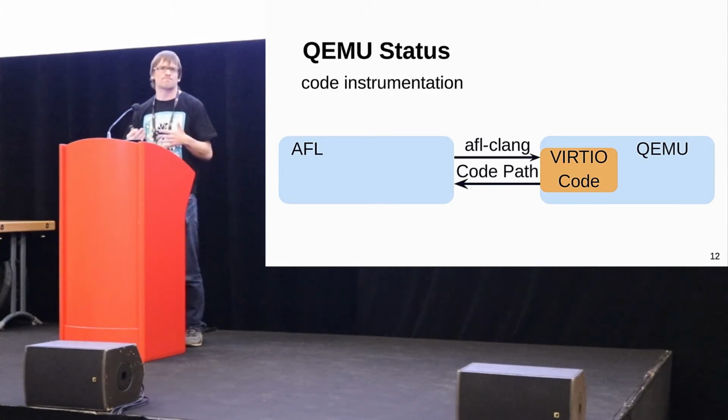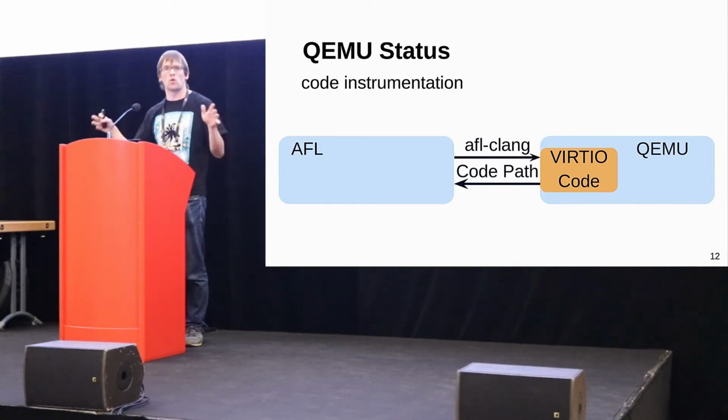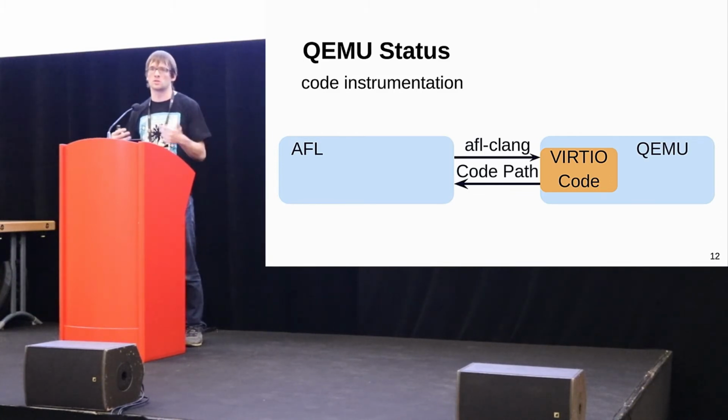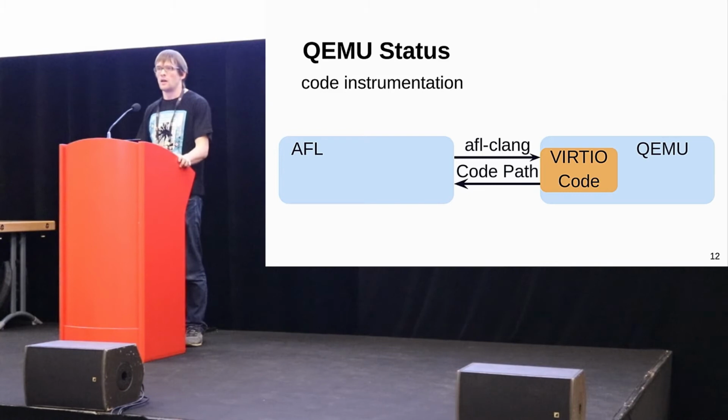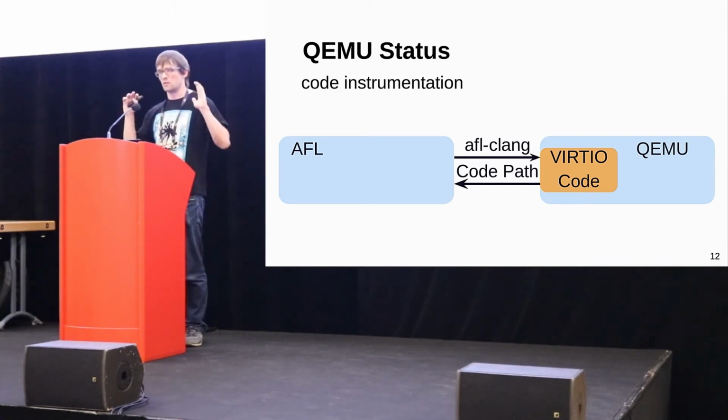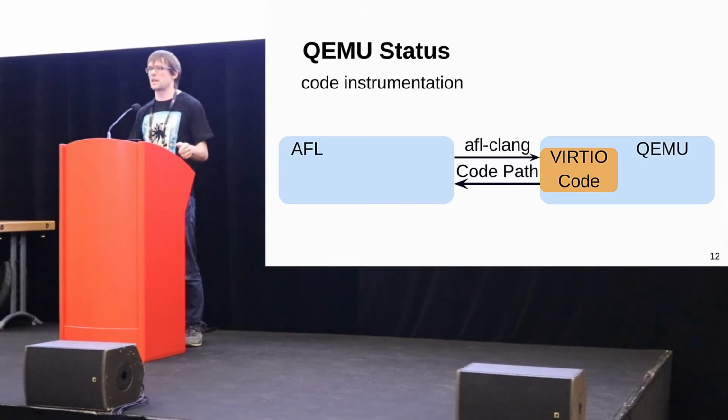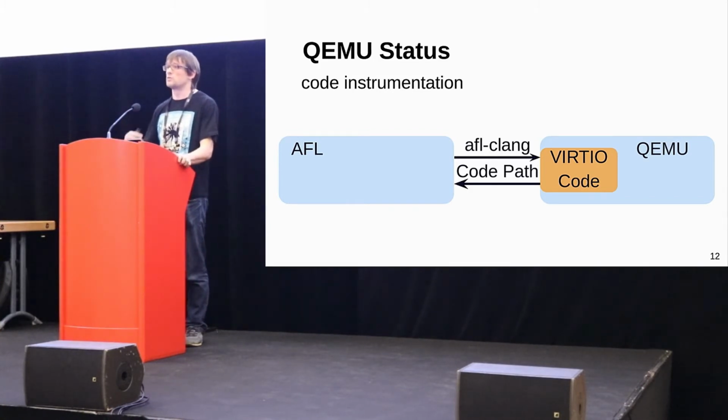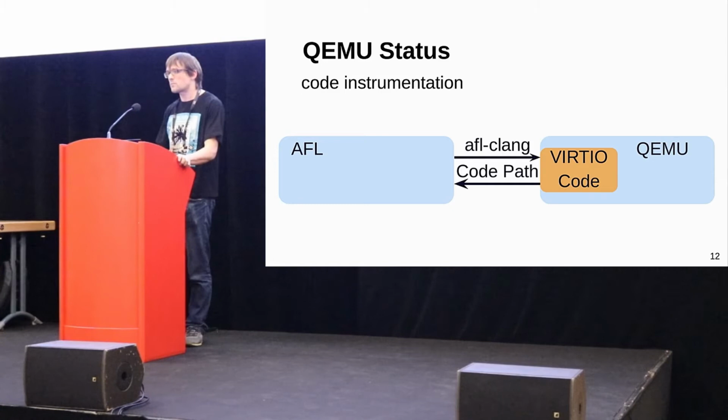As for the code paths, we used AFL Clang compiler to instrument the source code, but we really didn't want to instrument all the QEMU source code because it will complicate the fuzzing. So we instrument only part of QEMU. It's virtio-blk device implementation, and also virtio descriptor handling.